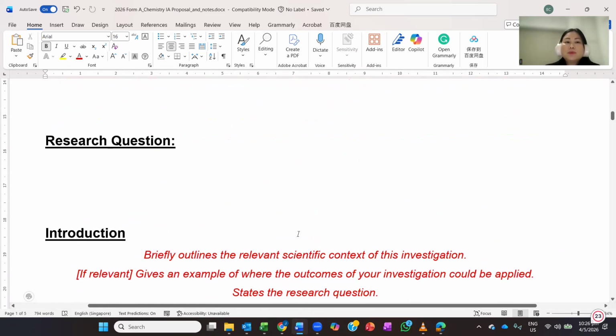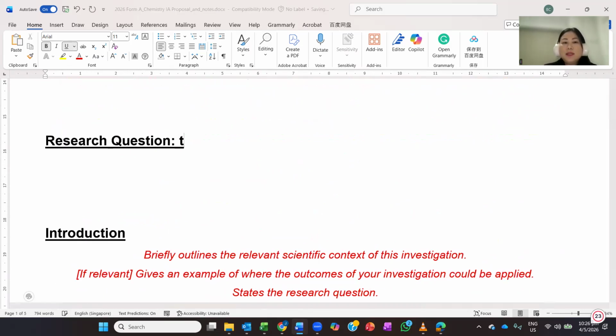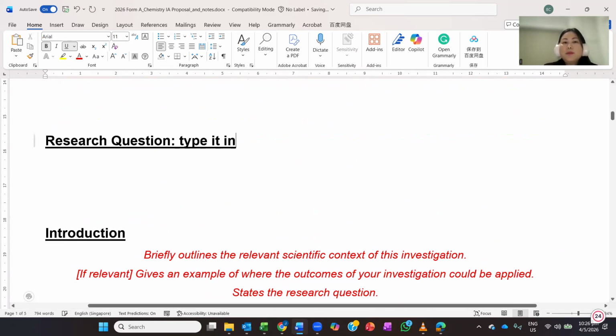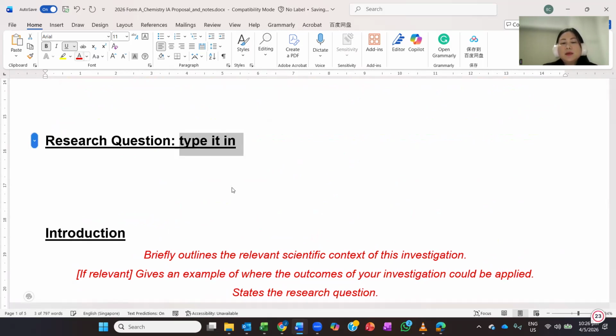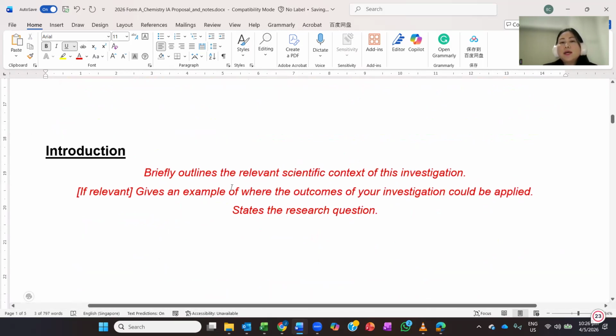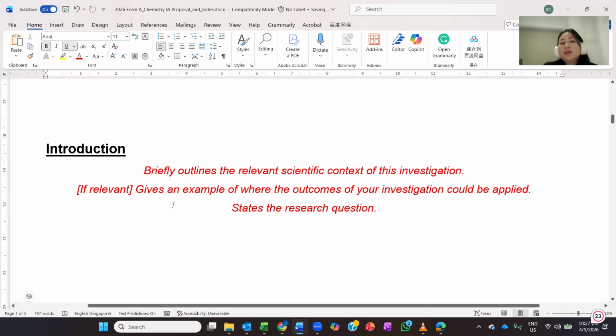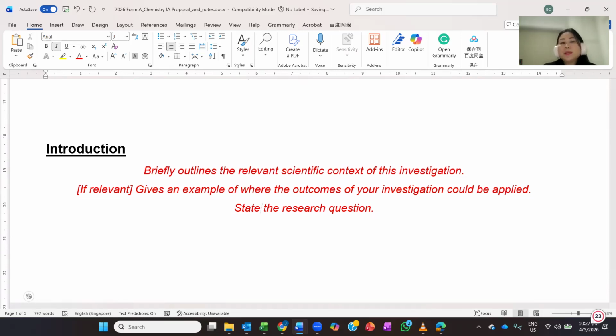All right, so you are supposed to type your research question onto this form, which is your proposal form that you have to submit to me. Then I will guide you on the areas that you have to write. So introduction, only very brief. Give me a very, very brief relevant context of your experiment. And if you ever find any conclusion, where would you apply it? And then state the research question.